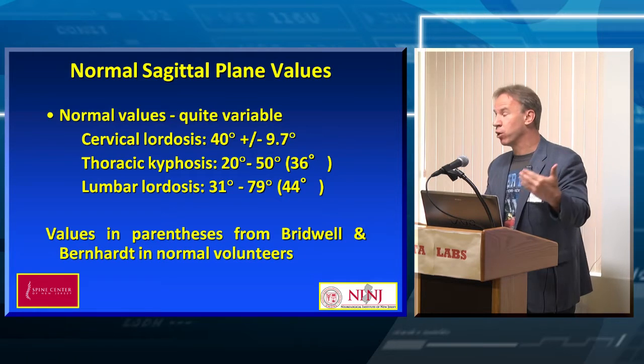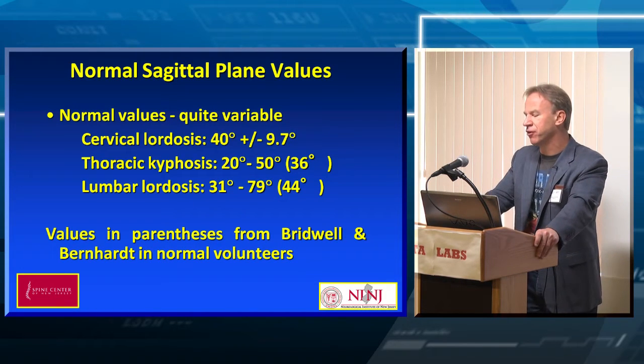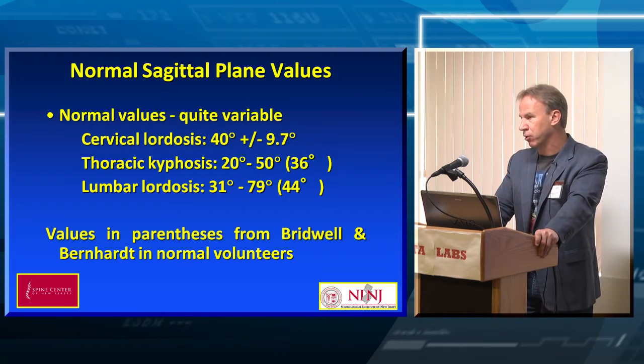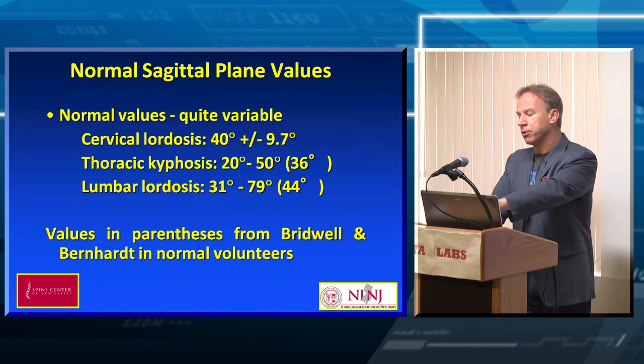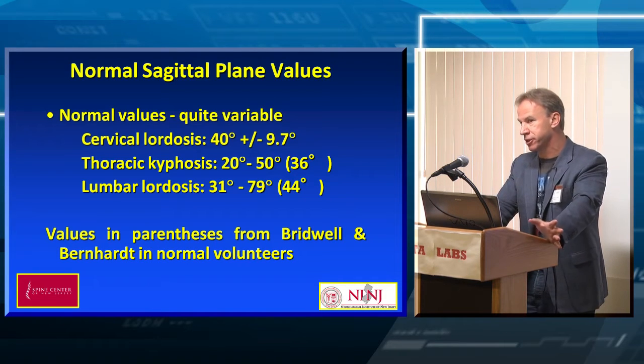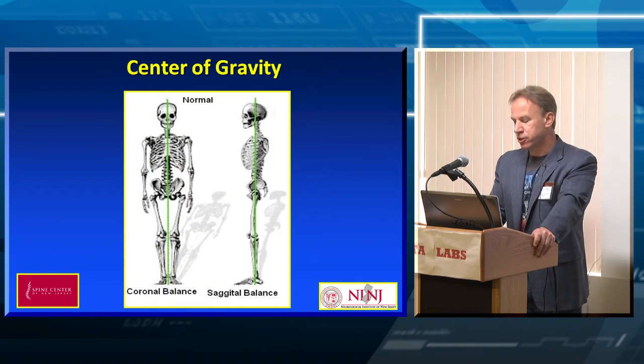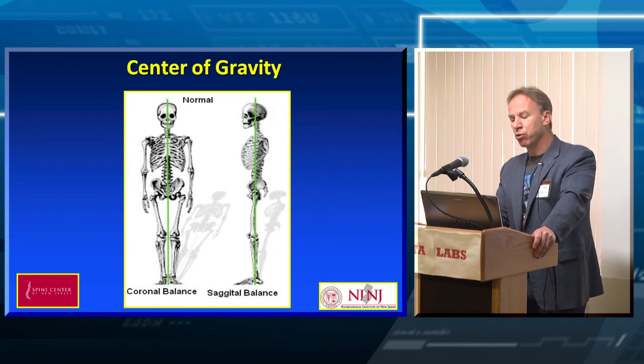I was taught 40, 50, 60 as a resident, but it's pretty clear that 50 and 60 are a bit of an overcall for the thoracic and lumbar curves. I think these numbers, particularly the ones in parentheses that were done with about 350 normal volunteers, are probably better numbers to hang your hat on. It just shows what gravity looks like when it's properly balanced.